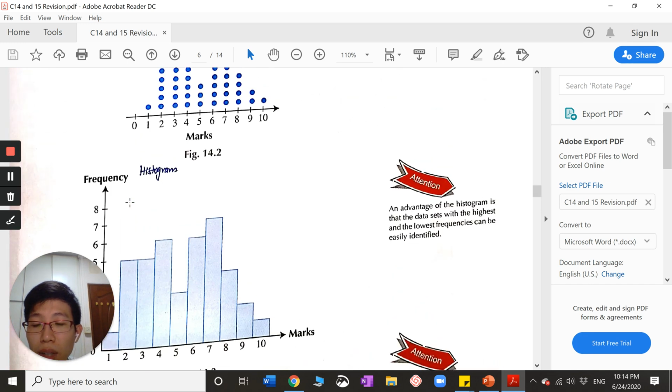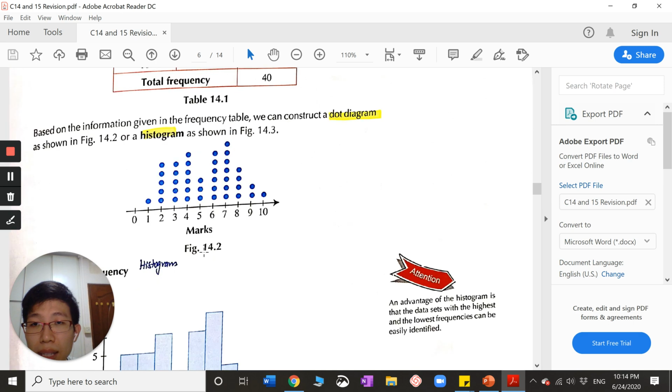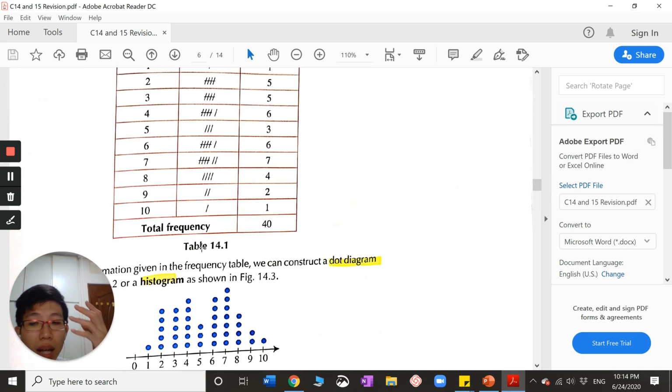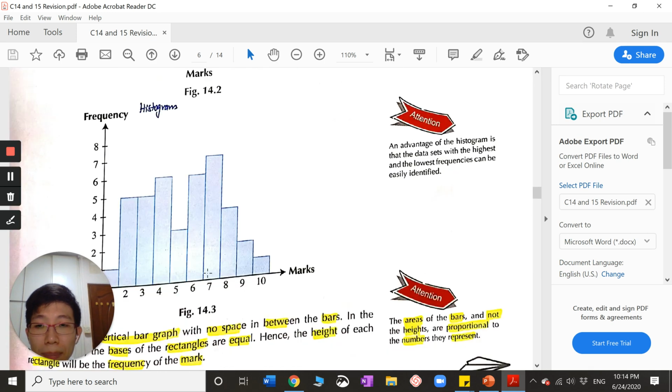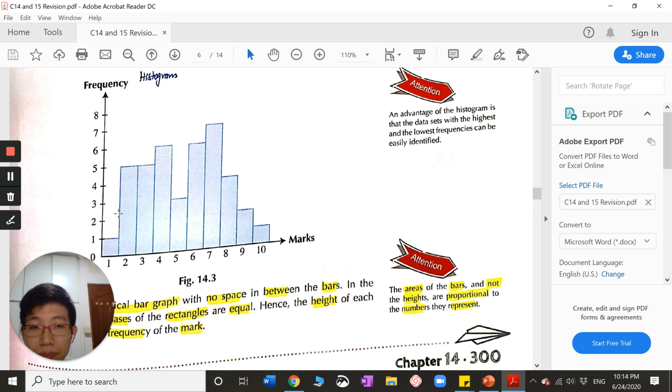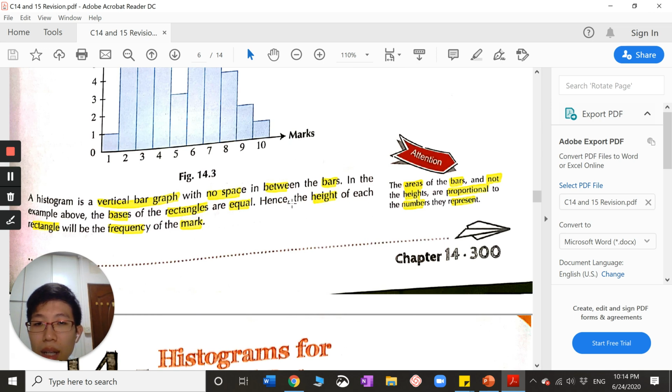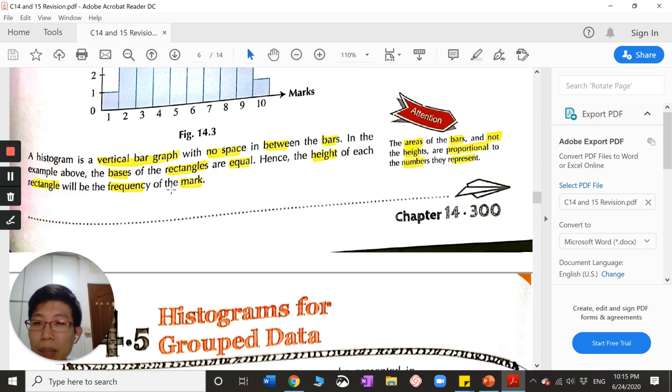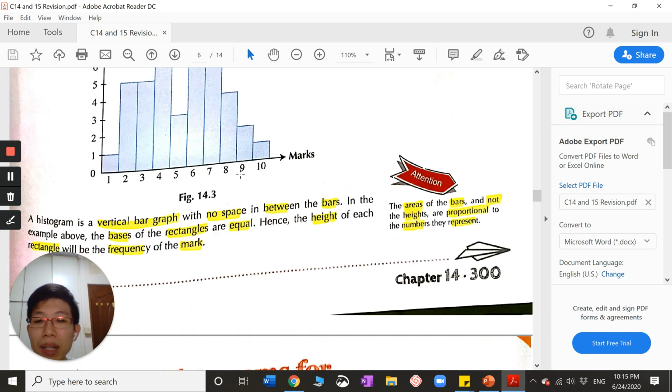Okay, so for a histogram, whenever there is a single value, that means it's ungrouped data, you put the numbers right in the middle of the bar. The area of the bar is proportionate to the numbers they represent. So the width of each bar, you must always draw equally. When you vary the height, the areas will always vary according to the numbers they represent, the number of times this particular number appears. So the height of each rectangle will be the frequency of the marks. It means how many times this particular number appears.